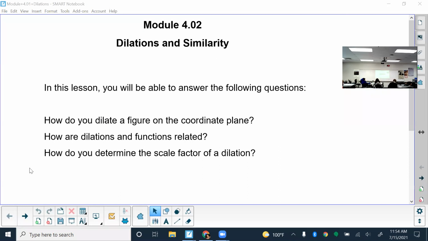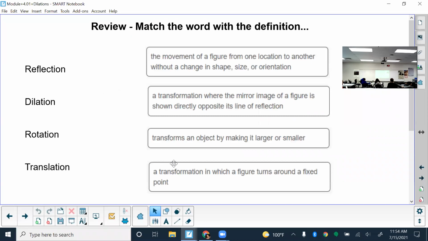All right, so 4.01 dilations and similarity. First thing is just review some of the definitions we've talked about already. Lately, we've talked a lot about transformations. Well, dilation is a type of transformation. Some of these definitions can go with more than one word, but for each word, we're going to choose the best answer.